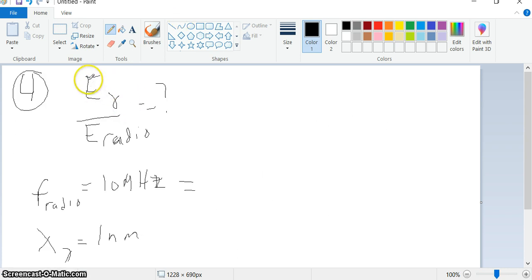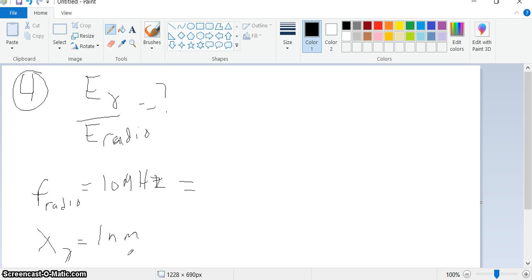In number 4, they want us to figure out the energy of a gamma ray. This symbol is the Greek letter gamma. The energy of a gamma ray compared to the energy of a radio signal. And they kind of mix things up a little bit. They give us the fact that the radio signal is 10 megahertz. That's an M. I know it doesn't quite look like an M. And they also give us the wavelength. Instead of giving us the frequency of the gamma ray, they give us the wavelength as 1 nanometer. So we've got a little bit of work to do.